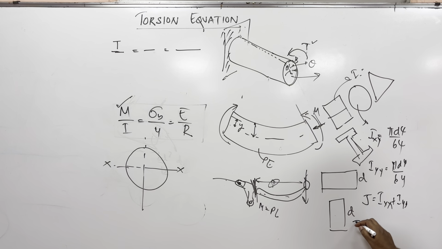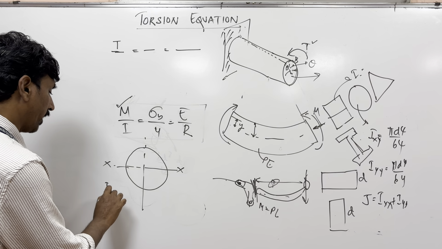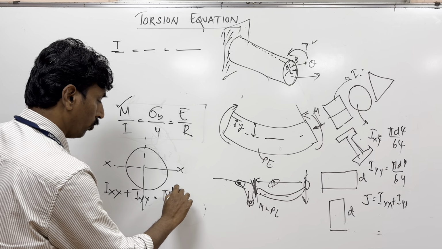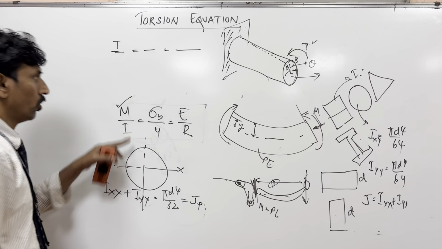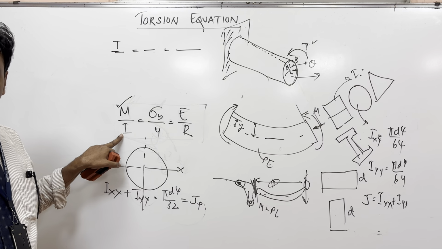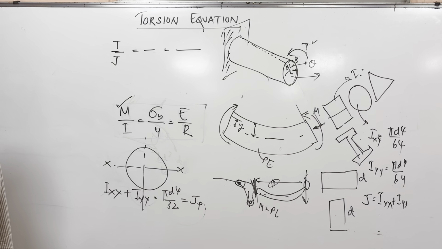Then what is this polar moment of inertia? It becomes 2 pi d to the power of 4 divided by 64, which finally becomes pi d to the power of 4 divided by 32. So J for this, when you add Ixx plus Iyy, is pi d to the power of 4 divided by 32. You use that J here. For bending moment equations, you use I, which is bd cubed by 12. Here you use J, which is the polar moment of inertia.